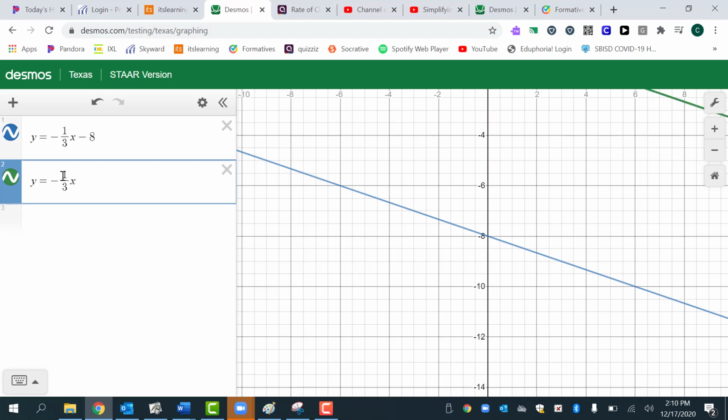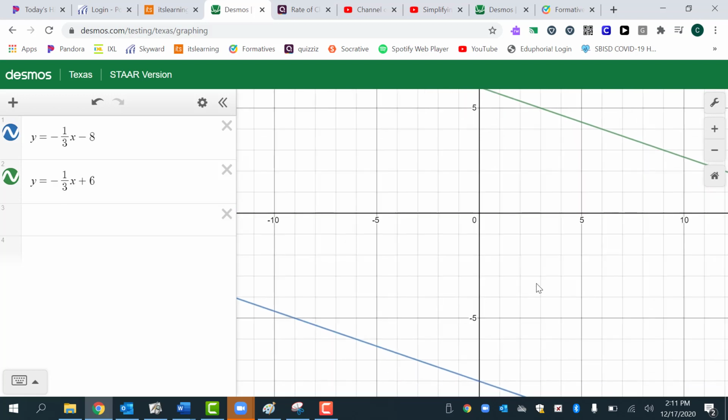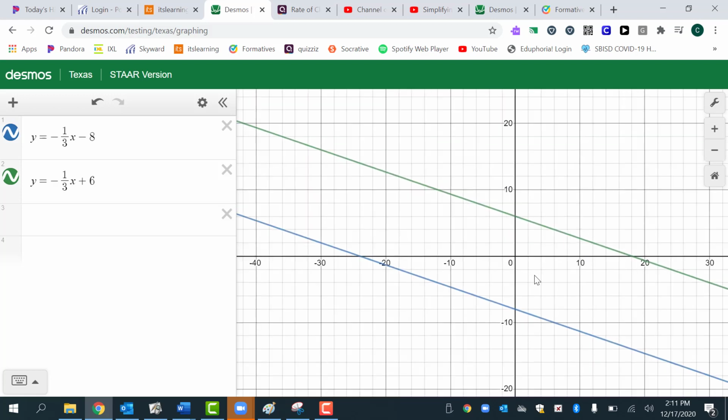Oops. x plus 6. Now, I don't see the other graph. Where is it? Well, if I zoom in, you can use these buttons to zoom in and out, or you guys have touch screens. If you pinch or open, you can see the graphs, but there's the other one. So I'm going to zoom out so I can see them better.